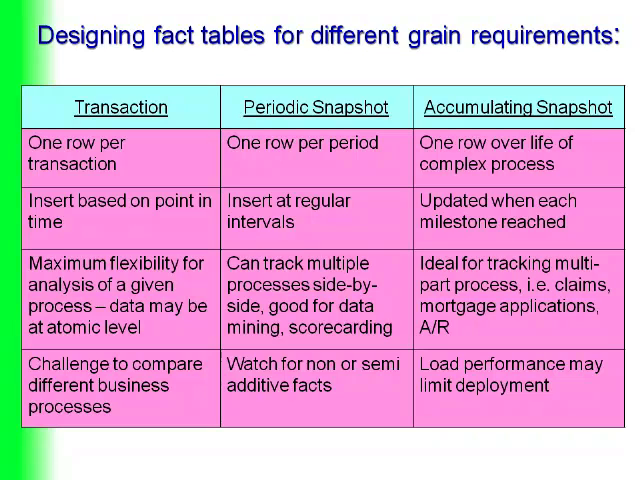In the case of periodic snapshot, we can track multiple processes side by side. It is very good for scorecard based applications. In the case of accumulated snapshot, I repeat, the accumulated snapshot is ideal for tracking multi-part processes. That is, claims, mortgage applications, etc. So a great challenge exists for the transaction-oriented fact table design to compare different business processes. In the case of periodic snapshot, we need to identify the fact category, either non-additive or semi-additive facts. Whereas in the accumulating snapshot, load performance may limit the deployment because of large size of data.